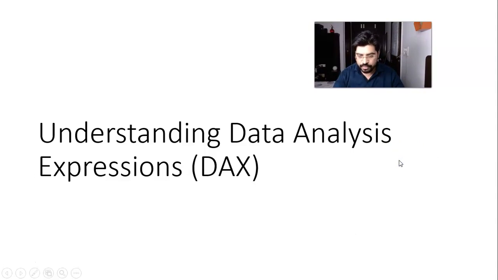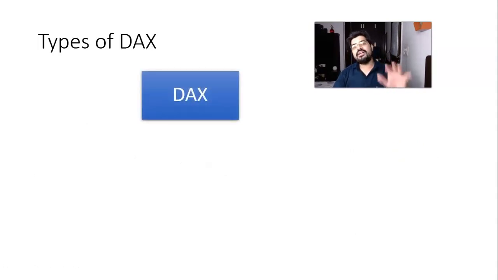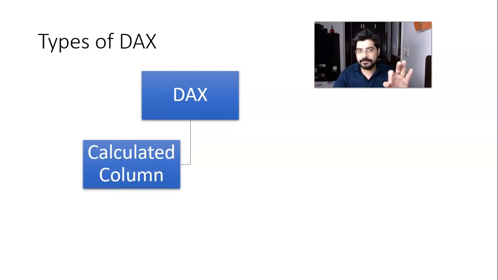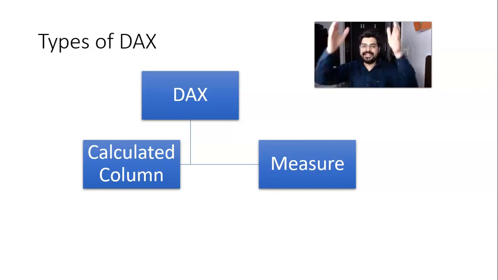Now let us talk about what kind of DAX we have, the types of DAX. There are two ways you can write a DAX function. One is calculated columns and the other one is measures. Calculated columns are where you create an entire column of values based on a formula, which is DAX. And the other one is a measure.